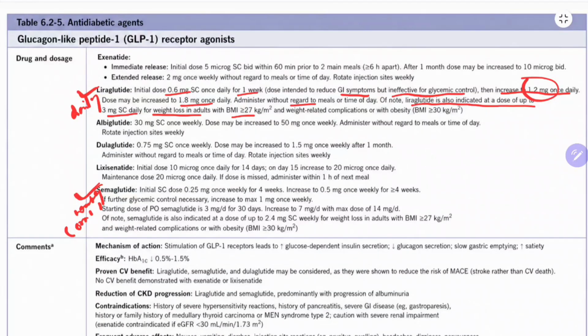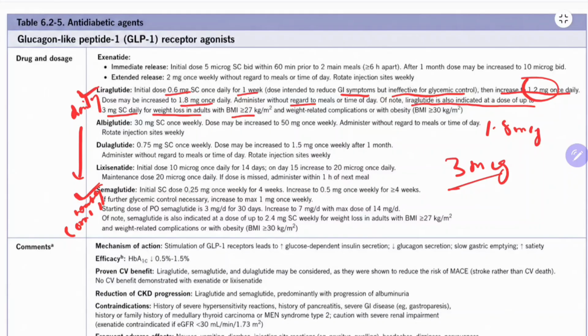So normally for diabetes up to 1.8 mg is enough. For weight loss you can go up to 3 mg. But slow titration is required, otherwise the patient will develop adverse effects. What are those? Nausea, vomiting and diarrhea, and loss of appetite. Semaglutide is once weekly. Liraglutide is not costlier compared to semaglutide.